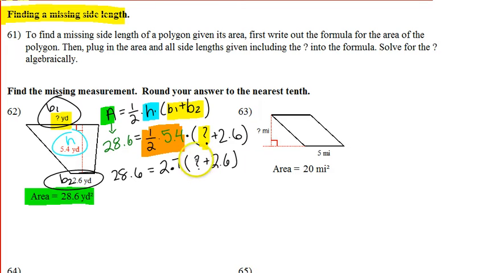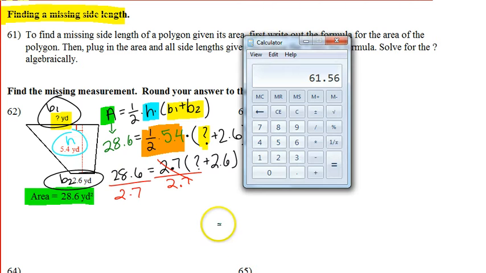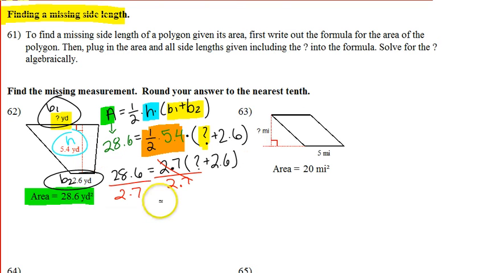Haven't done anything with that yet. Now I need to start getting this question mark more by itself, so I'm going to take this 2.7, it's multiplying the parentheses, and to get rid of it, I'm going to divide by 2.7. I can go to my calculator to solve that. I don't know too many people that can do it in their head. 28.6 divided by 2.7 equals 10.59, which is about 10.6. So we're going to write that as 10.6 equals question mark plus 2.6.